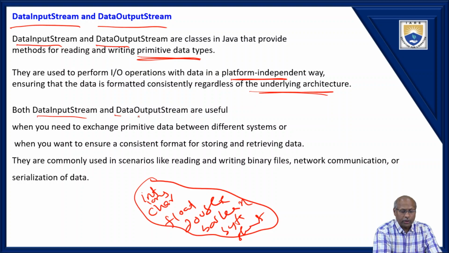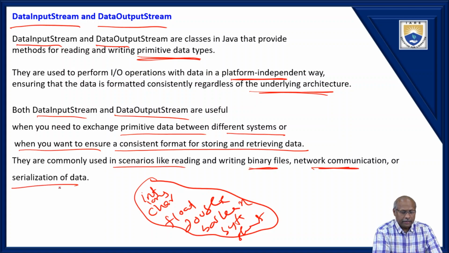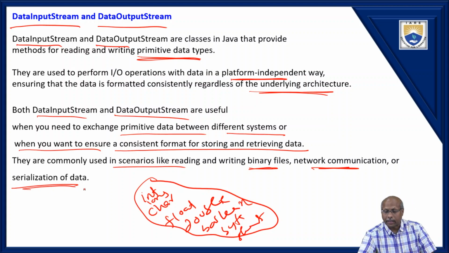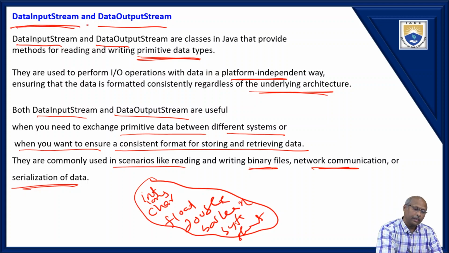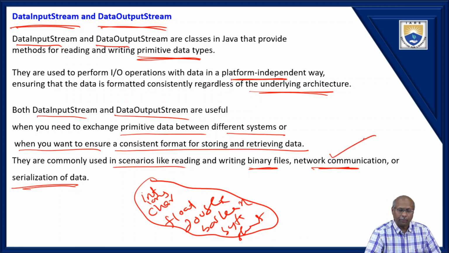Both DataInputStream and DataOutputStream are useful when you need to exchange primitive data between different systems, or when you want to ensure a consistent format of storing relevant data. They may be used for writing to binary files, network communication, and serialized form. So if you are dealing with network communication, or you want to store in a binary file, or you want to serialize the object, that time you can use these classes. Especially for network communication, because you want to send a packet from one place to another place.